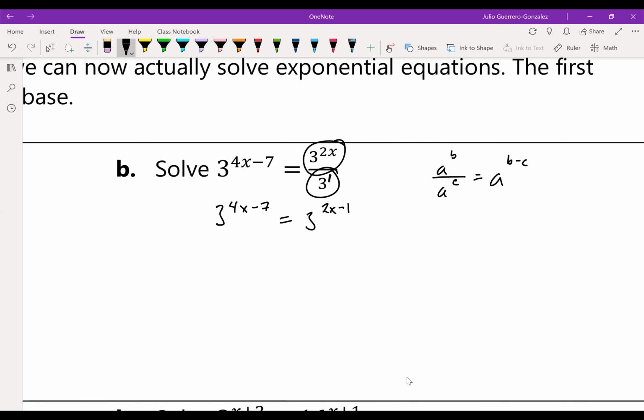At this point, now it becomes just like the other problem. Since those bases are the same, the exponents must be the same. So 4x minus 7 is equal to 2x minus 1. And we just solve straight across. Minus 2x, plus 7, plus 7. 2x is equal to 6. x is equal to 3. And we are done.